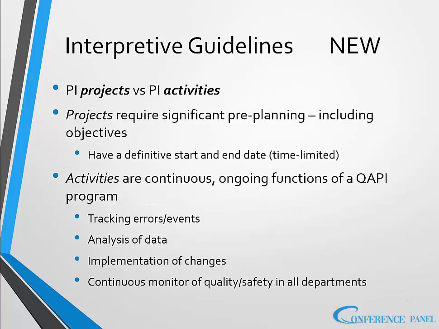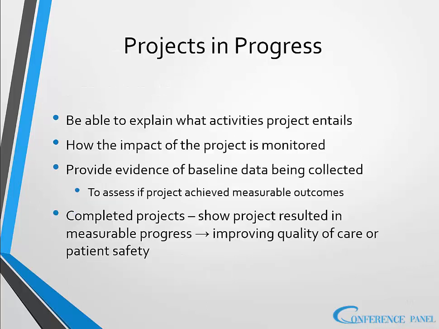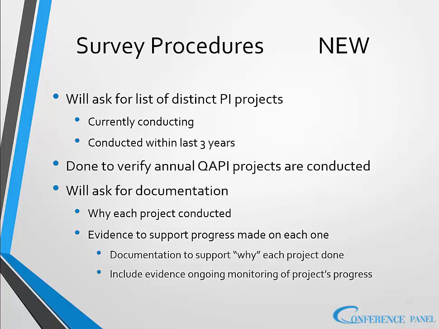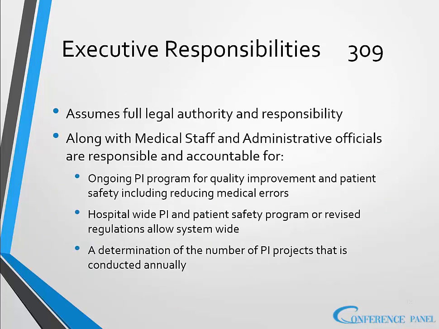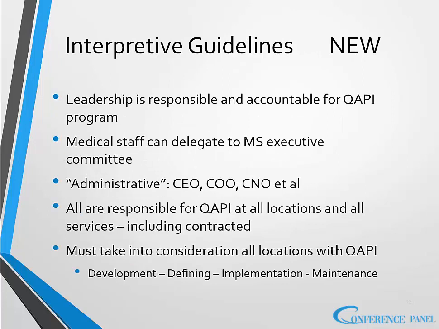In the new guidelines, they gave us some definitions as opposed to a project versus an activity. Be able to show what projects and activities you have. What do they entail? They want a list of your distinct projects that you're currently doing and those you did within the last 3 years. The board has to make sure the program reflects the complexity. Again, executive leadership has full responsibility and authority. Leadership is responsible and accountable for this program.